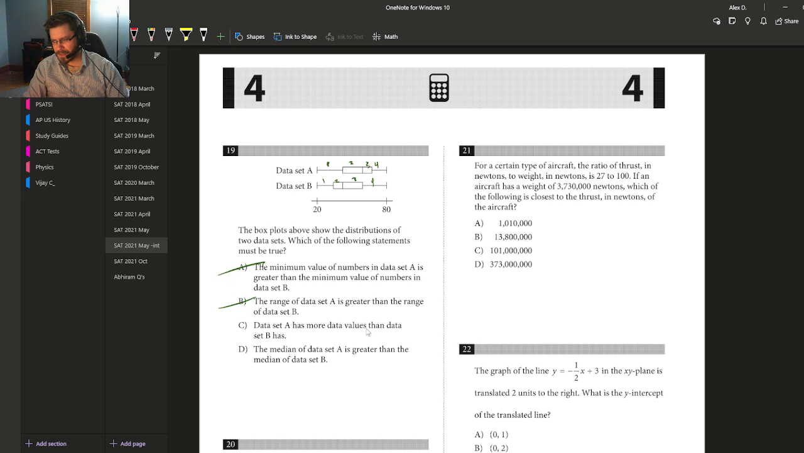Has more data values? No, we can't know that. The median, that is what we can know. I don't even care what it says about the median, it's the only one that we can know for sure.